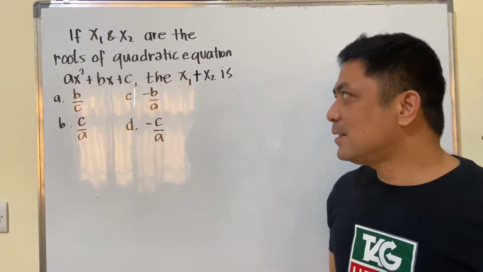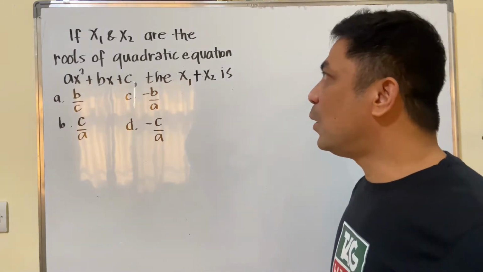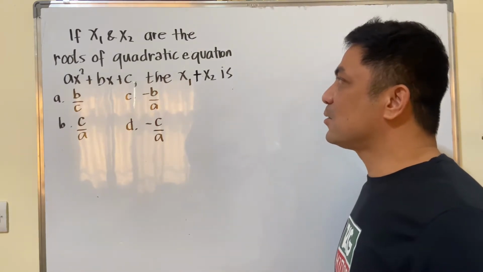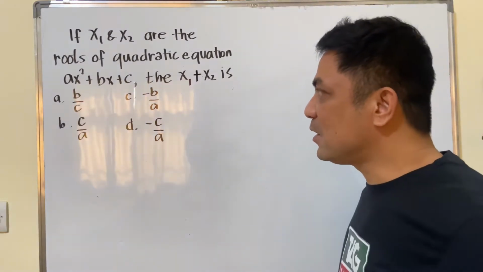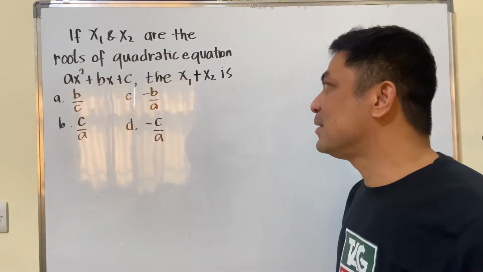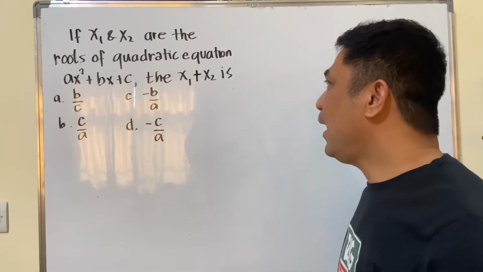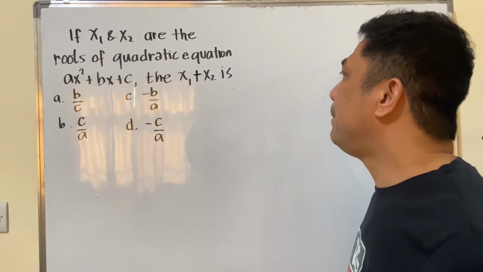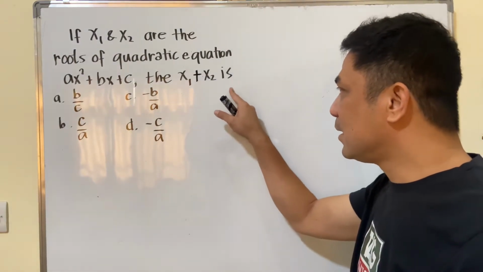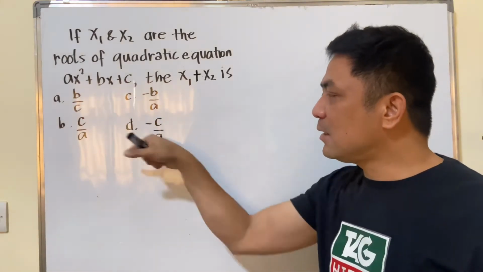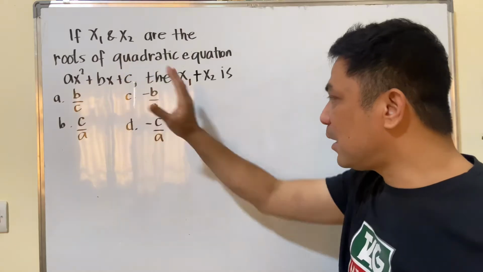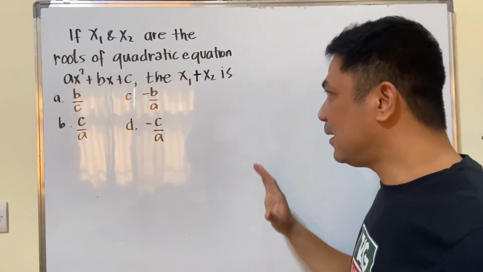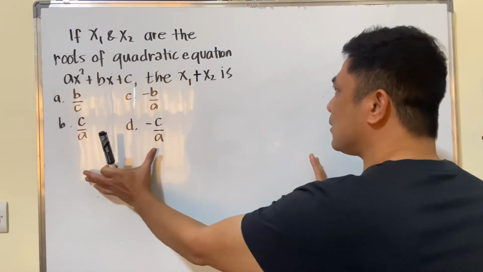So it says, if x1 and x2 are the roots of the quadratic equation, we have the general quadratic equation here, which is ax squared plus bx plus c, then x1 plus x2 is... okay, so we have the choices here. So what does this mean? Before we solve this problem, I'll first give you an example of what this problem means.